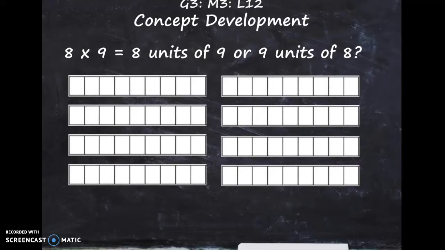Here, do I have 8 units of 9 or do I have 9 units of 8? Pause and think about that for 1 second. If you said 8 units of 9, you are correct. Here we have 1, 2, 3, 4, 5, 6, 7, 8 units of 9.